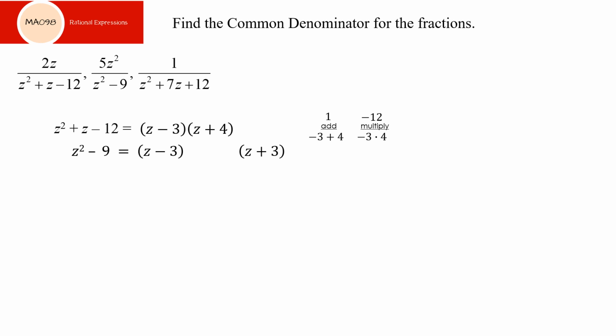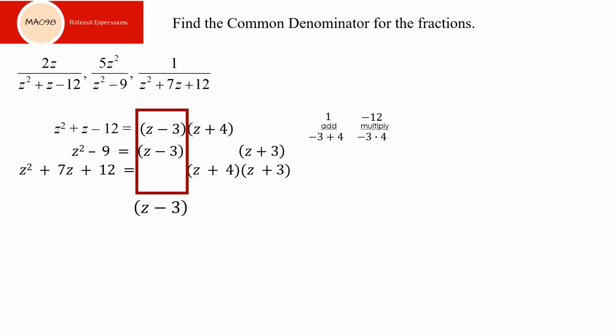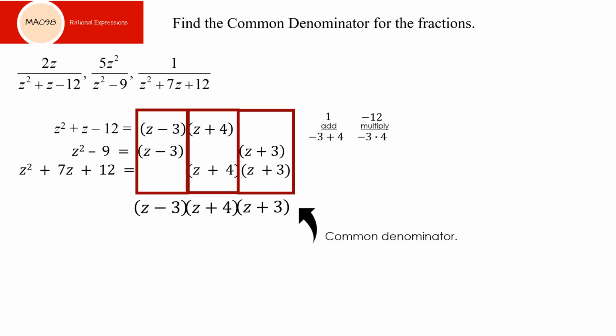z squared minus 9 is z minus 3 and z plus 3. Notice I'm putting the common factors underneath each other. Finally, z squared plus 7z plus 12 is z plus 4 times z plus 3. We're going to circle, or put a square around in this case, all of the common factors. So it turns out that z minus 3 times z plus 4 times z plus 3 is our common denominator.